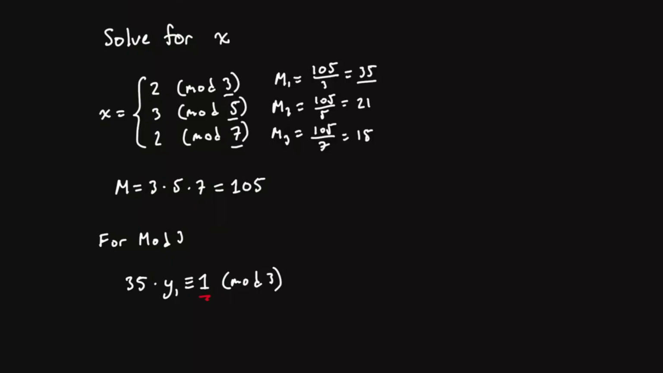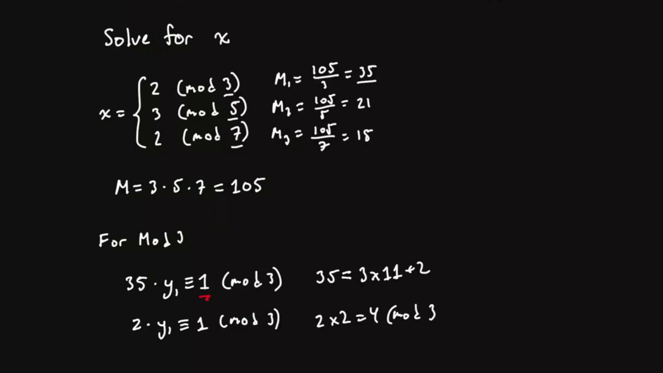So we know 35 is equal to 3 times 11 plus 2, which means 35 is the same as 2 in mod 3. So 2 times y1 equals 1 mod 3. So what's the inverse of 2 in mod 3? Well, it's 2, because 2 times 2 is 4, which mod 3 gives us 1, right? So that means our y1 value equals 2.